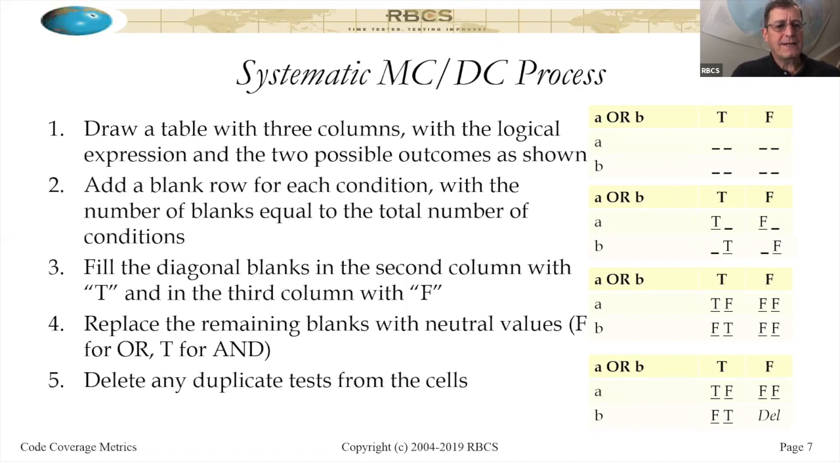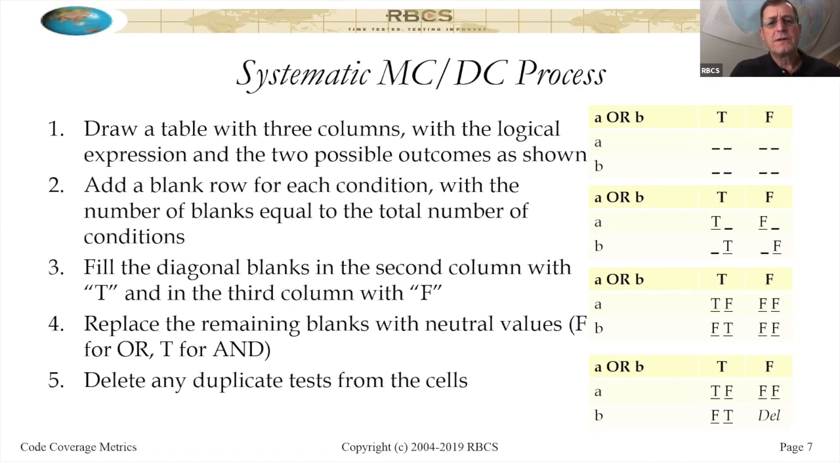So now we've got the blank table. The table at the very top, the first of the 4 example tables, that's what you have at the end of step 2. Now in step 3, what we do is we just fill in the diagonal blanks. In the second column, it's with T for true, and in the third column with F.